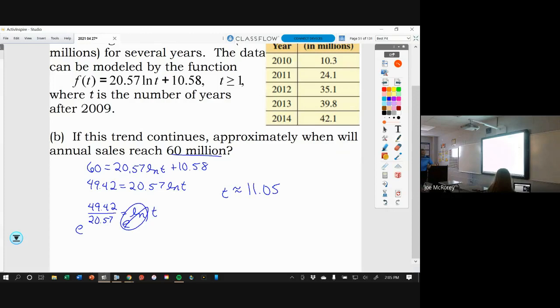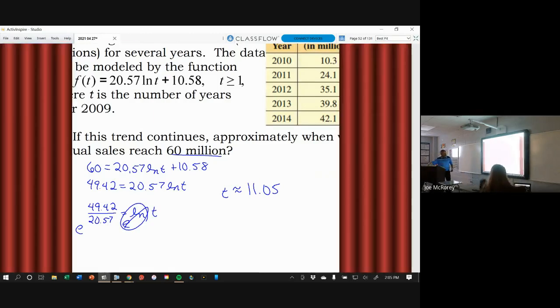Based on this data, the annual sales will reach 60 million in 2020. Add 11 to the 2009, you get 2020. Based on the data, we would expect to hit sales of 60 million tablets in the year 2020. And then COVID hits, so a lot less than that. We'll expect to hit sales of 60 million tablets in 2020? Yes. But of course COVID hits.